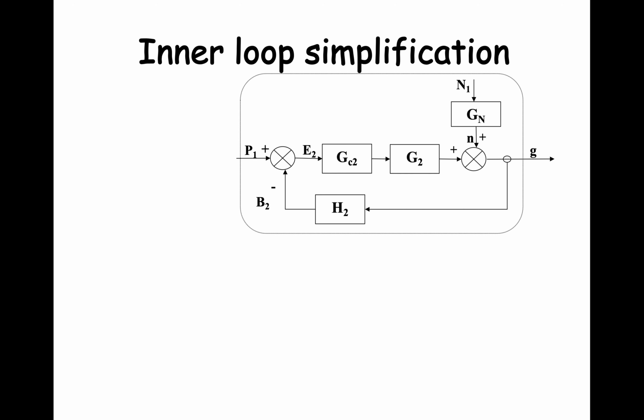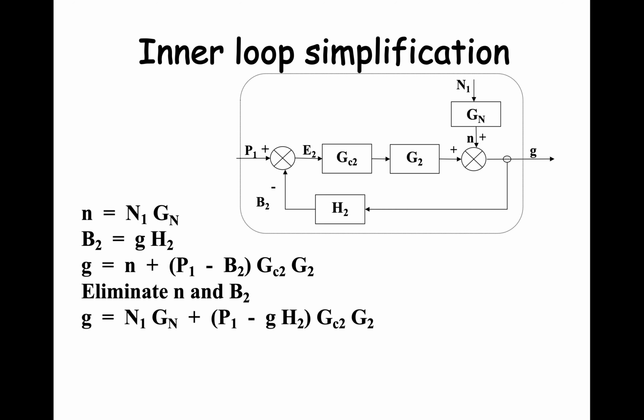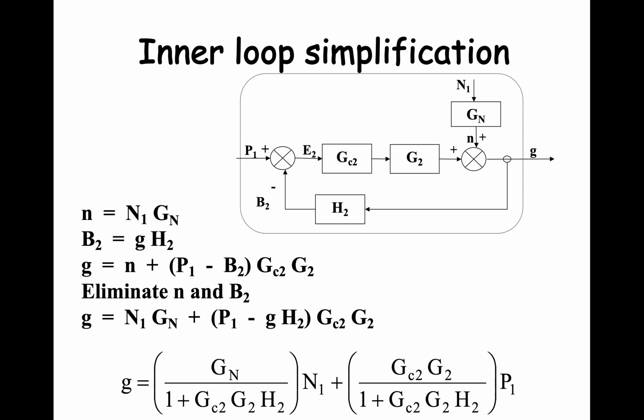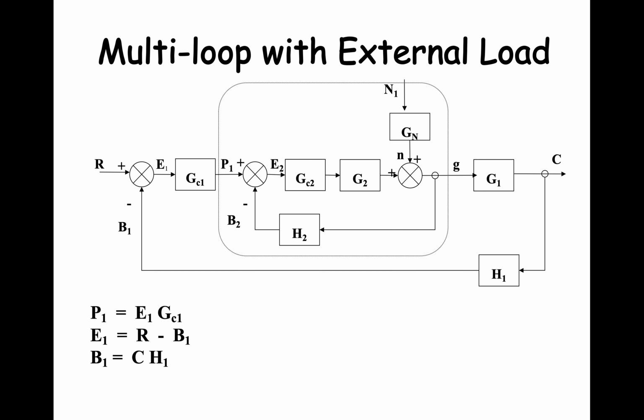Now we write all of the transfer function equations. Next, we eliminate N and B2 and solve for G to produce the expression for G, shown here, which is in terms of P1, N1, and the transfer functions within the inner loop. Now, we write the transfer functions for the outer loop, starting with P1. P1 equals E1 times GC1. E1 equals R minus B1.